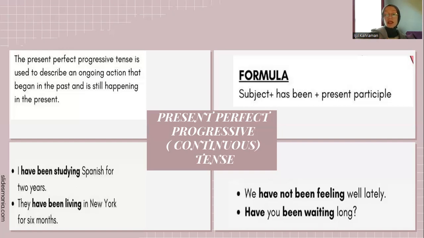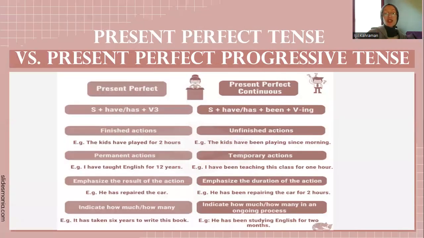And we have not been feeling well lately. Maybe we started feeling bad in the morning, and it is night now, and we are still not feeling well. And have you been waiting long? And let's look at our last part, which compares the differences between present perfect tense and present perfect progressive tense.